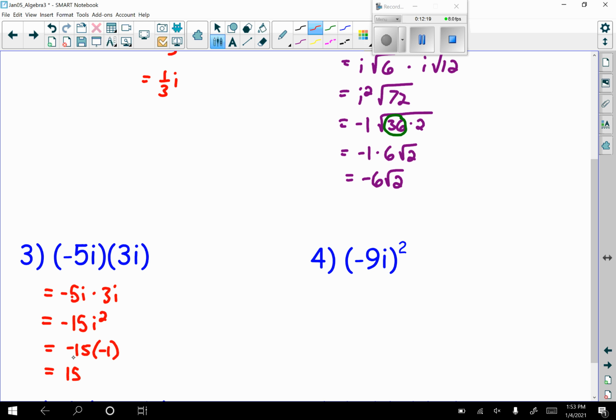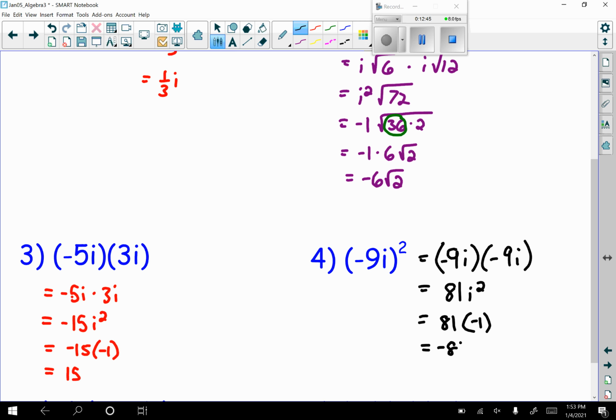So it may not always be necessary to write this step right here. Now for number 4, I'm going to write this as -9i times -9i. If I multiply -9 times -9, that's a positive 81 times i squared. Now what I just said, i squared is -1, so it's going to turn the positive 81 into a negative. Or we could still show that step. 81 times -1 becomes -81.